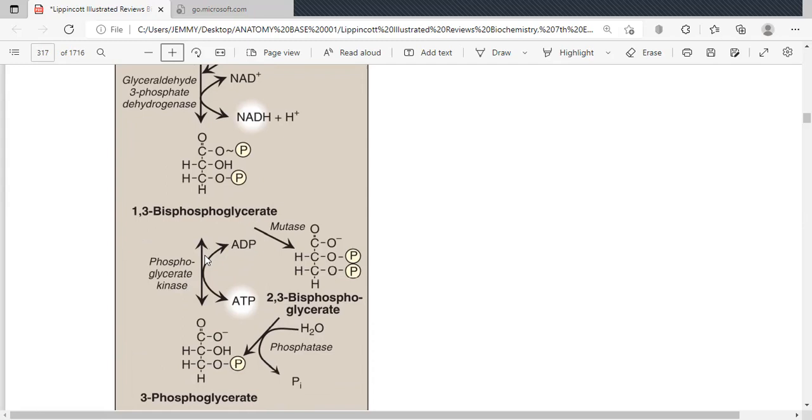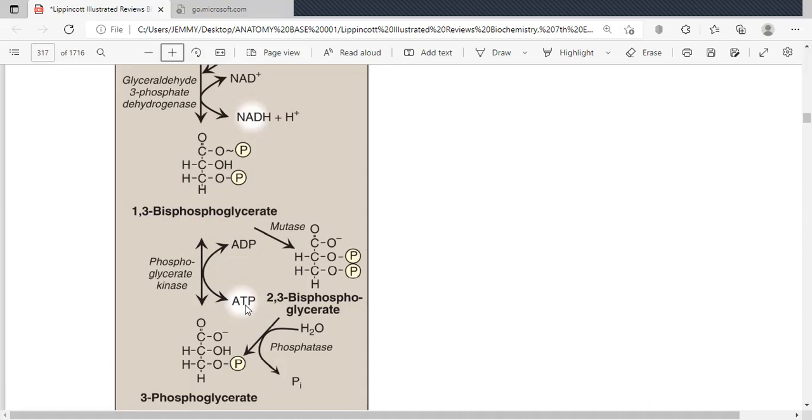This is a substrate level phosphorylation where we will add an ADP to generate the first ATP. So you have seen where the ATP comes from. That is why it is called the gain phase. But remember, the 1,3 bisphosphoglycerate are two of them, so we will generate two ATPs.